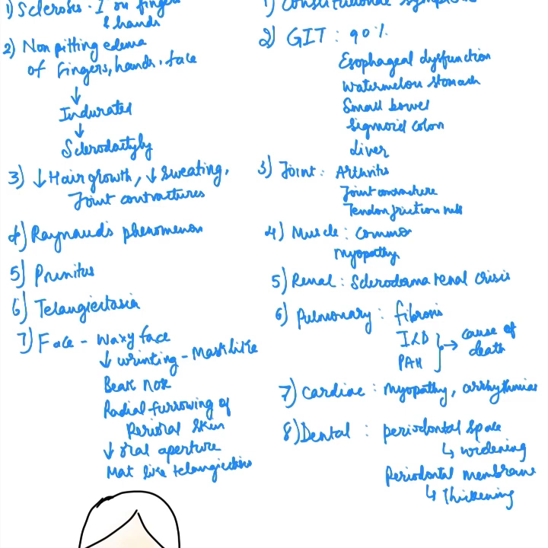Coming to cardiac manifestations, if cardiac manifestations occur, then they are a poor prognostic factor, and they can be in the form of myopathy or arrhythmias and even pericarditis as well. Coming to dental anomalies, there is widening of the periodontal space and also thickening of the periodontal membrane.